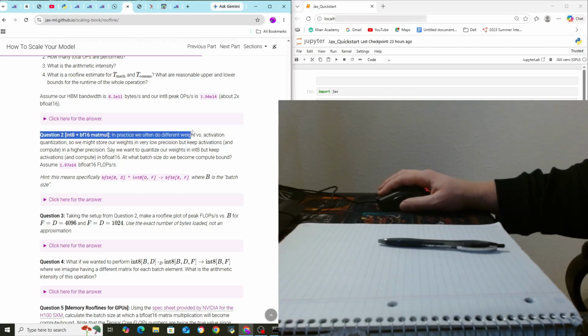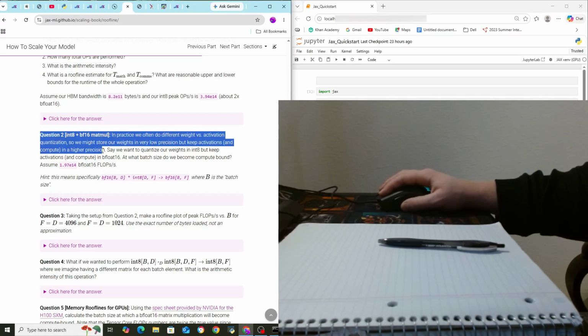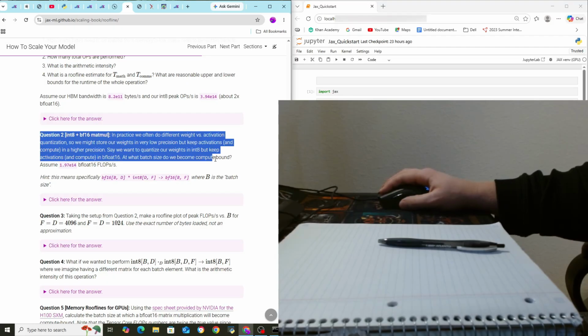In practice, we often do different weight versus activation quantization. So you might store our weights in very low precision, but keep activations and compute in higher precision. Say I want to quantize our weights in int8, but keep activations and compute in bfloat16. At what batch size do we become compute bound?